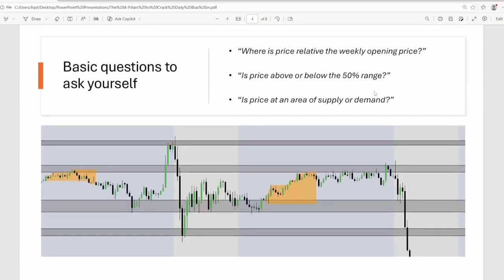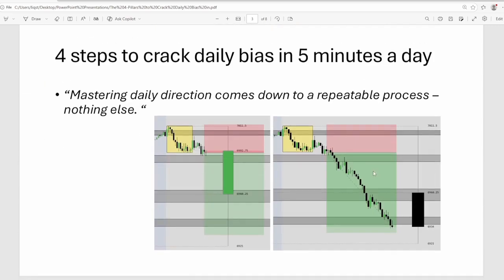Right, so again, basic questions that I ask myself going into the markets, because I'm not looking for a trade, I'm looking to read the stories and the clues that the market gives me. So basic questions I like to ask myself, right? Where is price relative to the weekly opening price? So if I wanted to go short at this level or this level, we are above the weekly opening price.